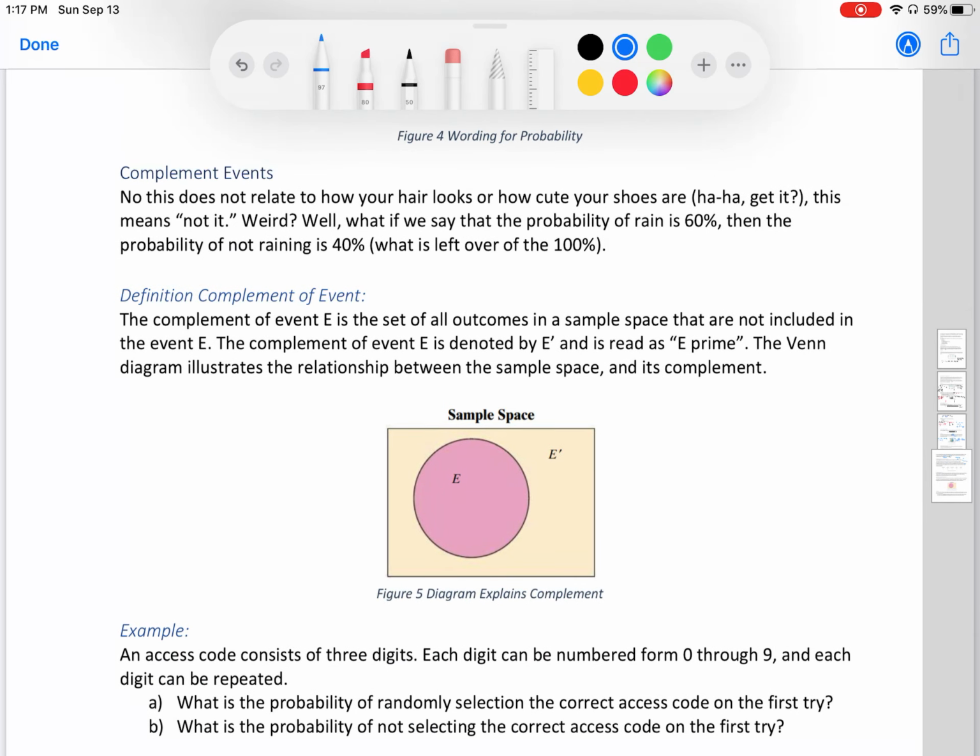Complement events. No, this does not relate to how your hair looks or how cute your shoes are. This means "not it." Well, what if we say the probability of rain is 60%? Then the probability of not rain is 40%. It's basically the opposite: 1 minus, or if you're talking percents, 100 minus. It's the opposite of it.